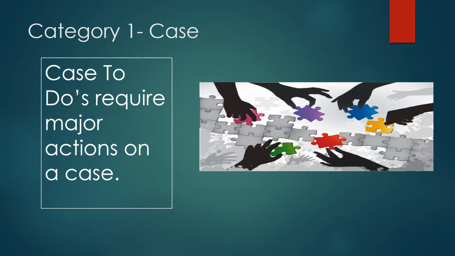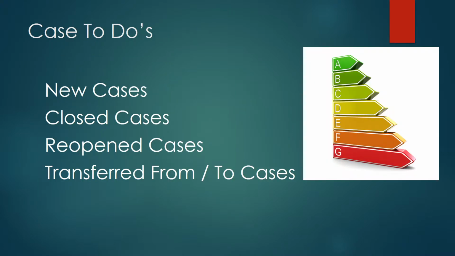Case to-dos refer to major actions regarding the assignment or change in status for cases within a caseload. This category would include to-dos related to new cases, transferred cases, reopened cases, and also closed cases. Let's discuss the first category of the to-dos. These case to-dos usually require quick action. Let's take a look at them now.